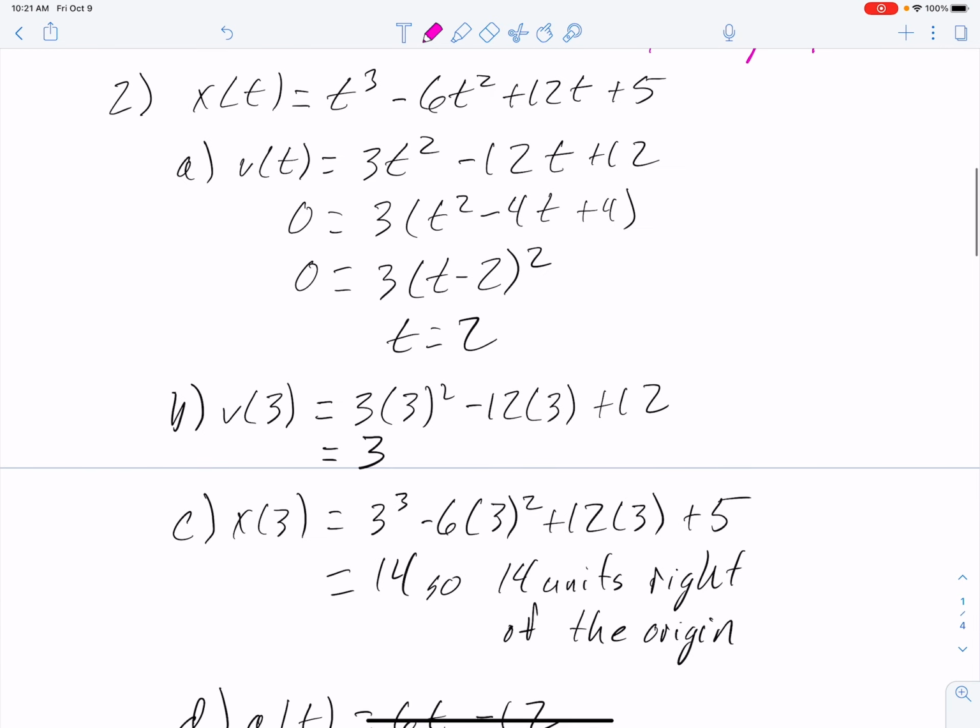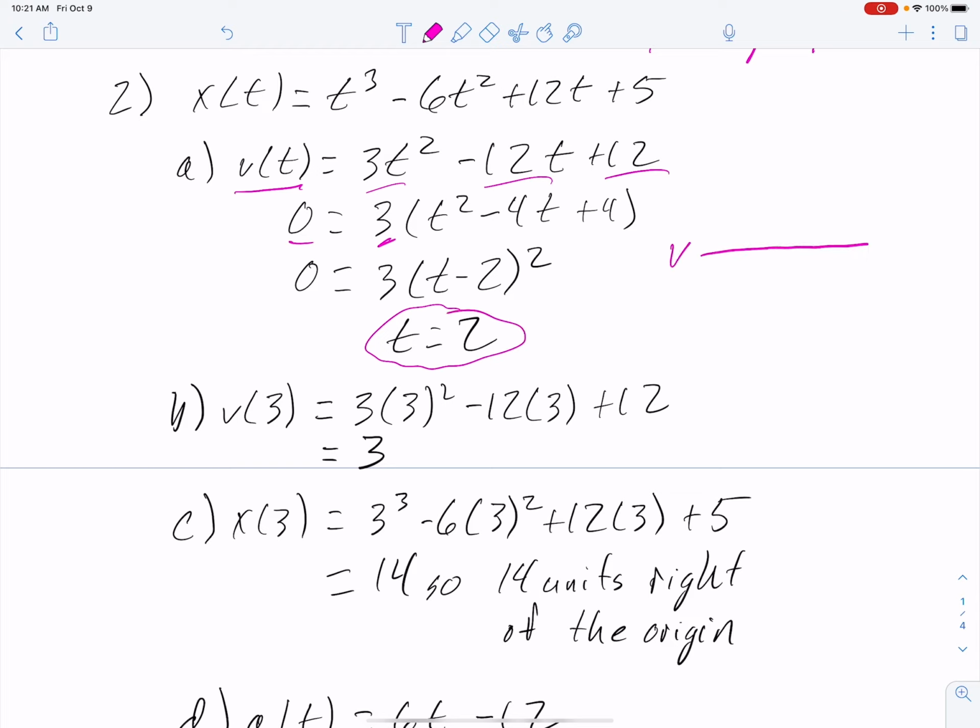2 wants us to go through those same pieces. So if I want to know when I'm stopped, I want my velocity to equal 0. So I take my derivative of t cubed, my derivative of negative 6t squared, my derivative of 12t. To make my life easier, I was able to factor out the 3. And that leaves me with a perfect square, t minus 2. So I know that I am stopped when t equals 2.